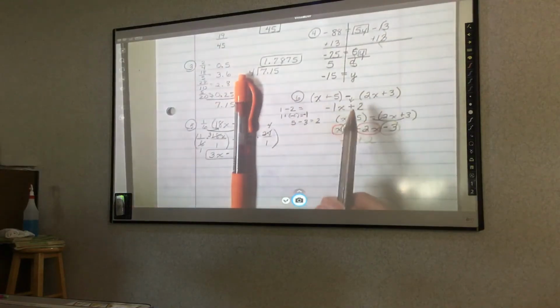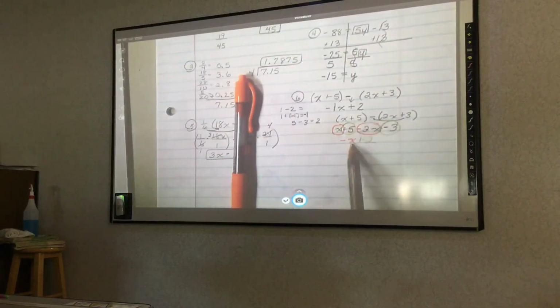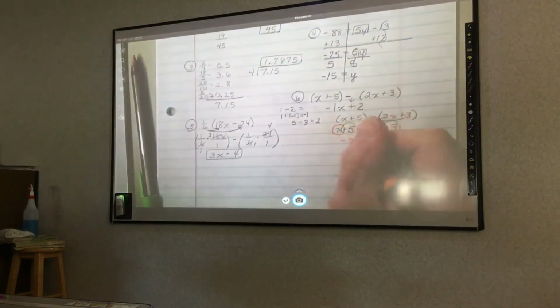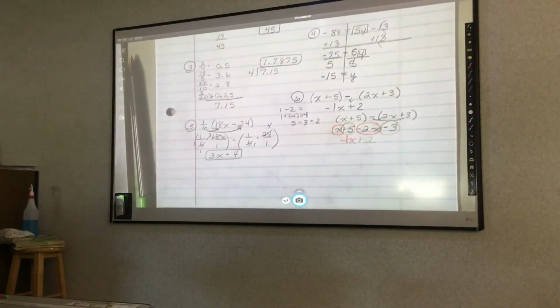Do you see how I wrote it just a little bit different down here? If you just have one x, you do not have to put the 1 in front of it.